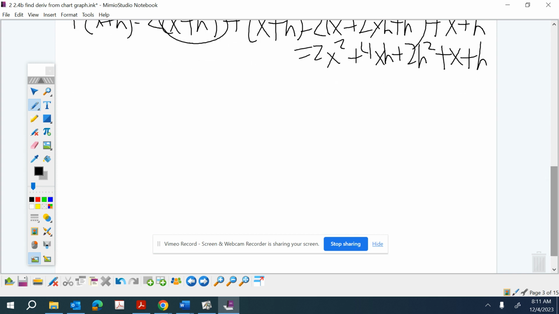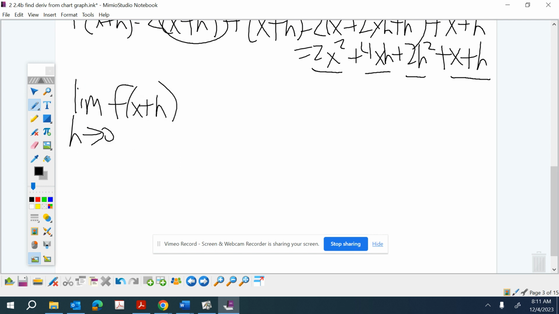Combining like terms. Actually, I don't see anything that can be combined. This has x squared, this has xh, this has h squared, and this has x and h. So none of these terms can be combined. So I'm going to rewrite the formula. The derivative is the limit as h approaches 0 of f of x plus h minus f of x, that's the given equation, over h.